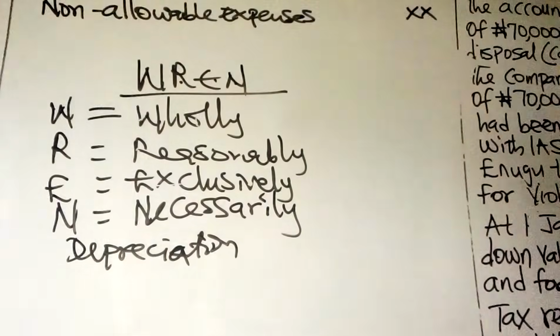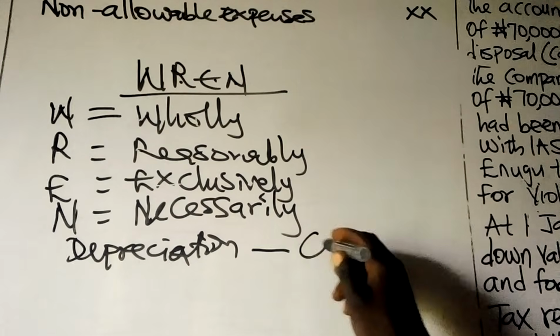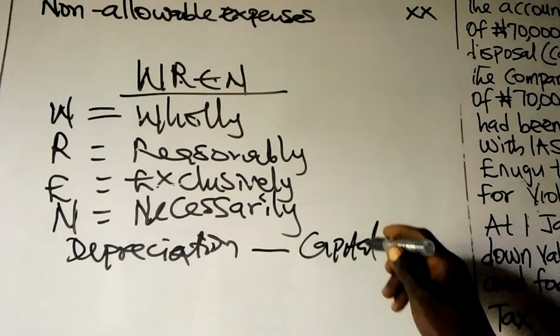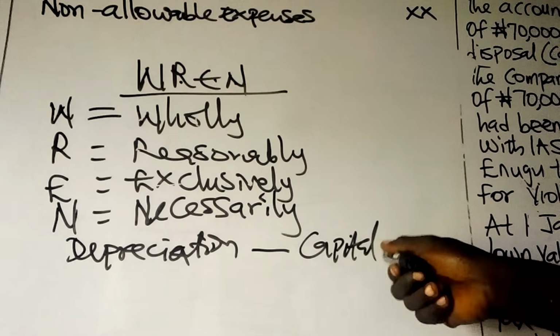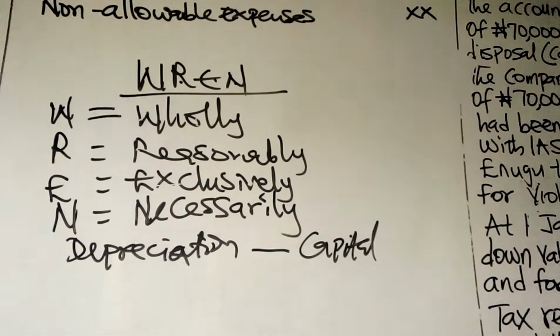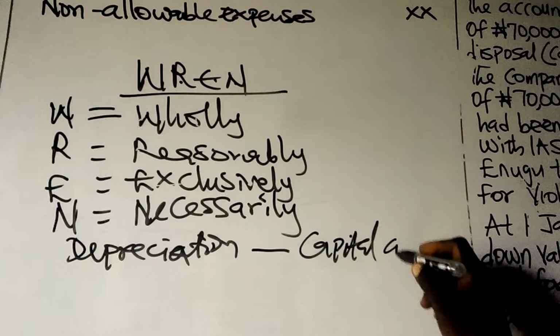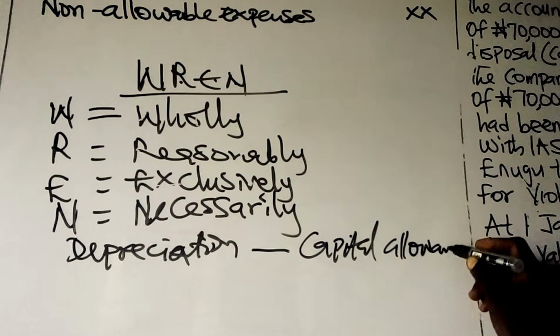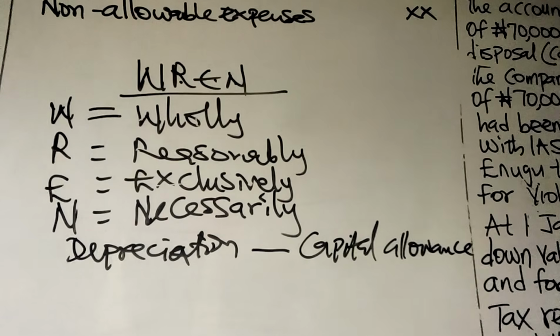Depreciation is not allowable, because we have different methods of computing depreciation. But in lieu of depreciation, capital allowance is granted. So, meaning that capital allowance will be granted in place of depreciation. Depreciation is not allowable, but capital allowance is granted in lieu of the financial accounting depreciation.